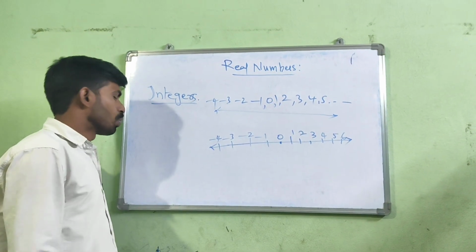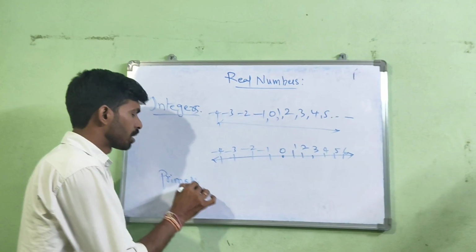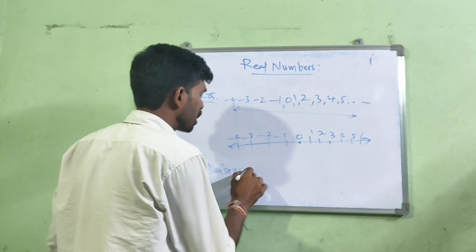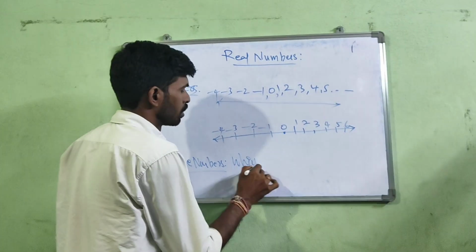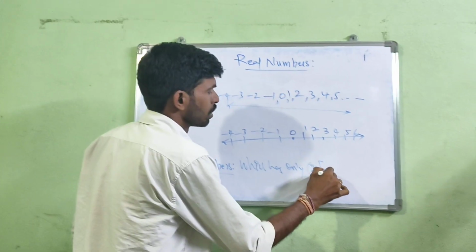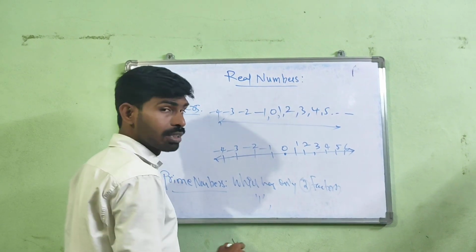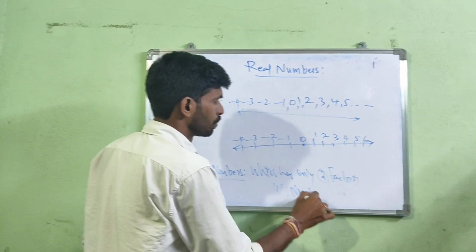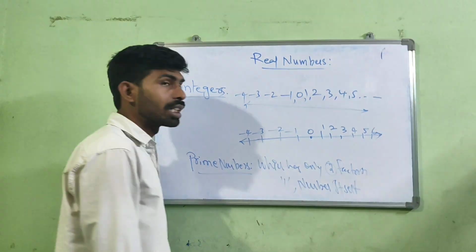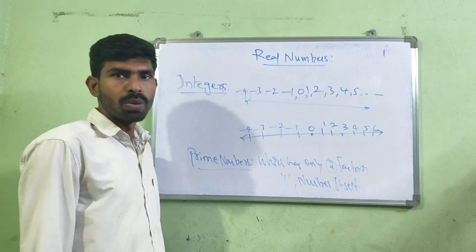Now, already I told you in the previous classes what prime numbers are. Prime numbers are numbers which have only 2 factors. That is 1 and the number itself. These two are very important while we are going through the real numbers chapter, number 1.